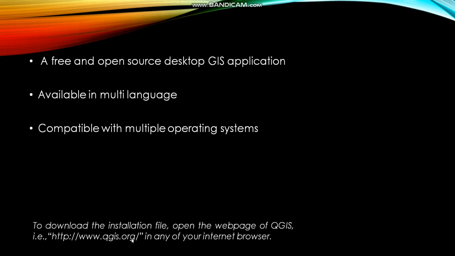You can download the QGIS application by going to www.qgis.org, which is the official website, in any of your internet browsers. The only requisite is you have to have an internet connection. You can download either the 32-bit or the 64-bit application depending on the configuration of your system.